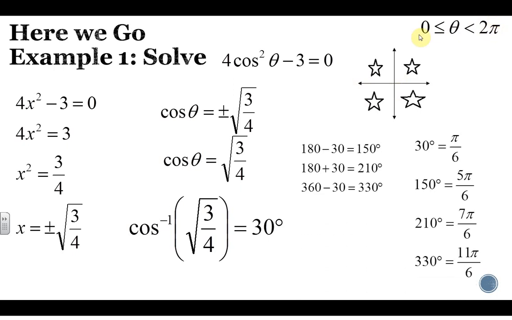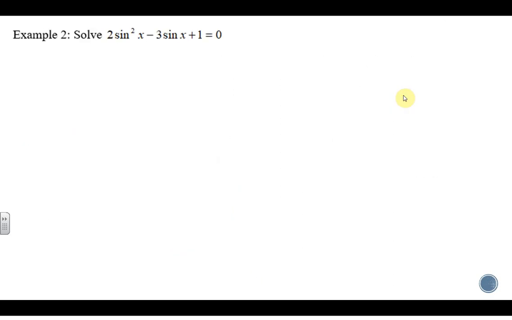So we use the reference angles: 180 minus 30, 180 plus 30, and 360 minus 30, and then switch them to radian measure, because it says 0 to 2 pi. And boom, there's the beautiful answer. Really nice. You're welcome. Well done. Pause us and write this down.